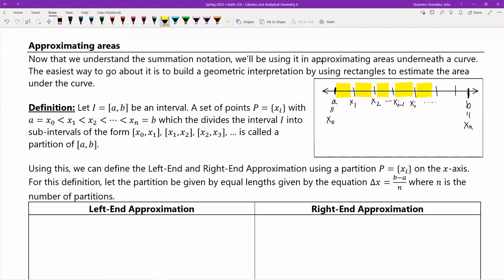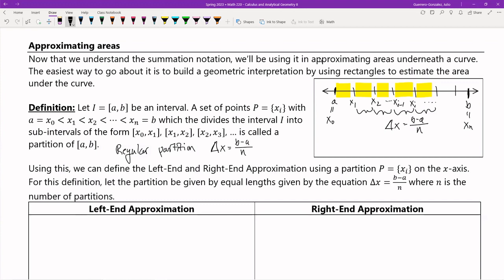The thing that I want to define now is what's called a regular partition. A regular partition is when the width, the delta x, is given by b minus a divided by n. So the width of each one of these subintervals is going to be given by delta x equals b minus a divided by n.